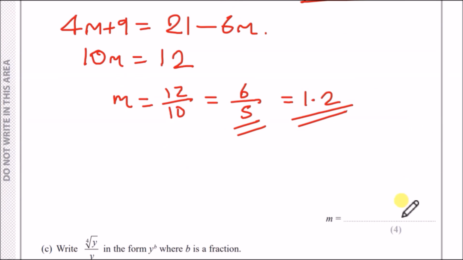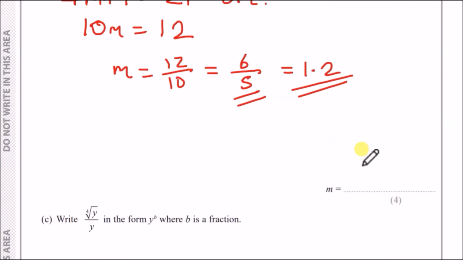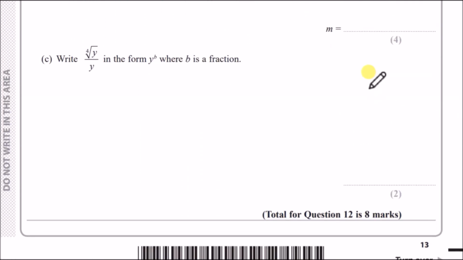Ah, wow. Okay, cool. That's actually a lot. Now, write the fourth root of y over y in the form y to the power b. Okay, this looks intimidating, but it's actually not. So here, you just have to write it in index form. Well, the fourth root of y literally means, instead of y to the power 4, it'll be y to the power 1 over 4.